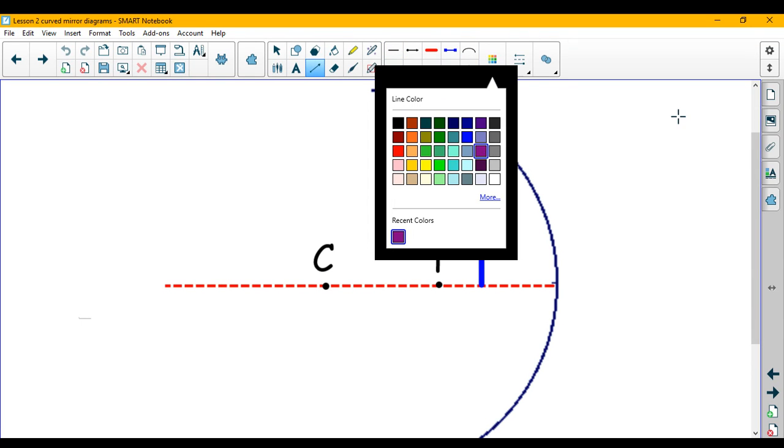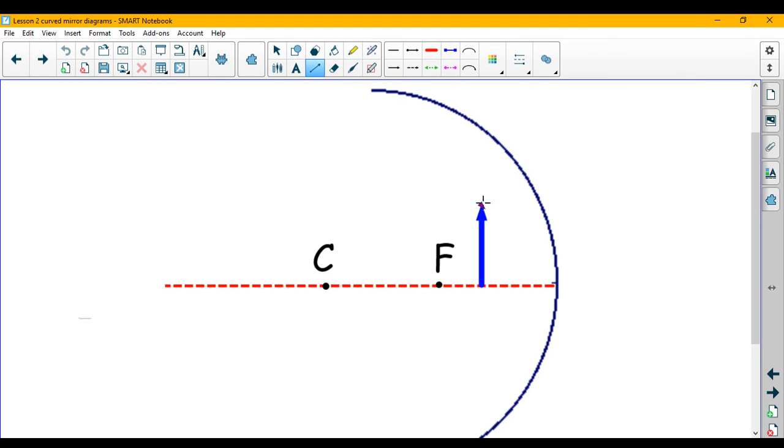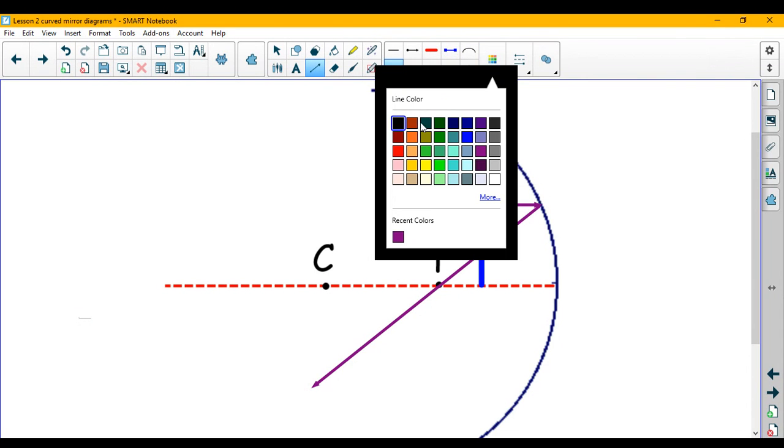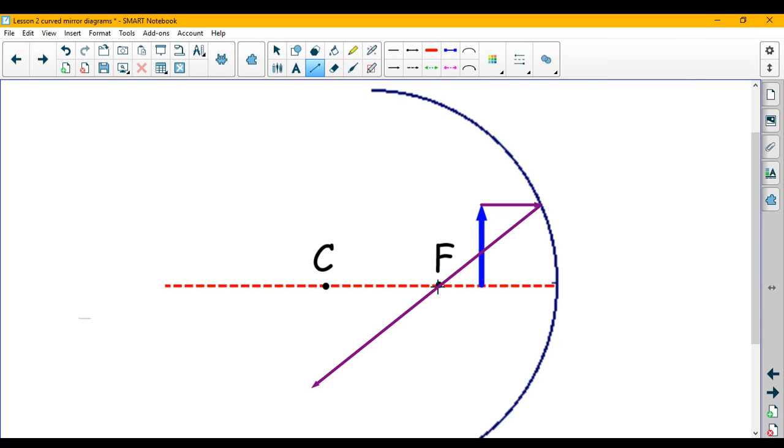So in my first rule, I'm going to take my arrow, draw it through the top of the object straight in, and it will bounce back through the focal point. Rule number one. In rule number two, I'm going to do the same thing as we've been doing. I'm going to go through the focal point, through the top of the object, and then it will go straight out. There we go. Rule number two.